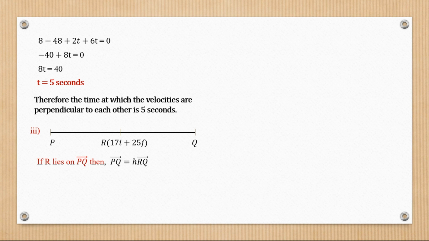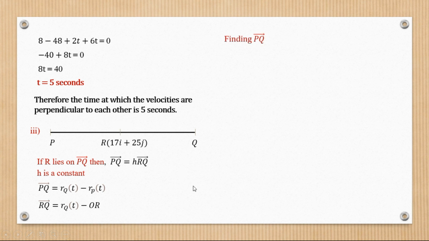So now we can see that if R lies on PQ, then PQ shall actually be equal to h times RQ, as you can see right there. So we have a constant right there, of which h is a constant. So now we can state this side right here. PQ shall be equal to the position vector at Q minus the position vector at P. And then for RQ, we shall have RQ being equal to the position vector at Q minus OR, which is the position vector right here, and we don't know what that is.